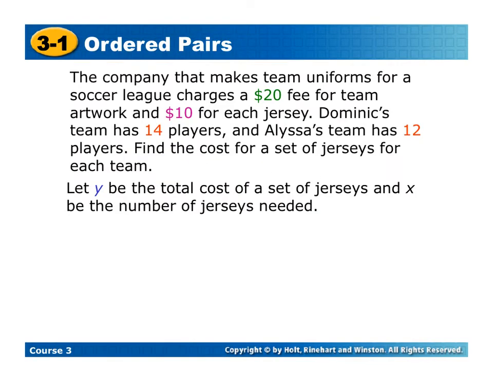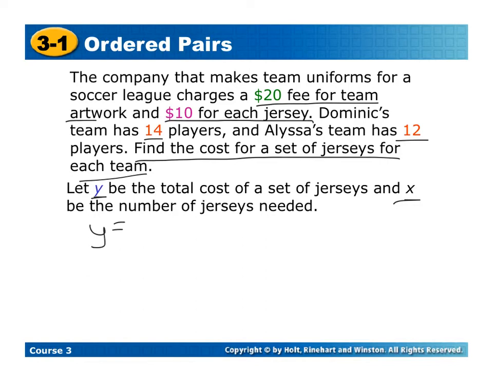The company that makes team uniforms for a soccer league charges a $20 fee for the team artwork and then $10 for each jersey. Dominic's team has 14 players, and Alyssa's team has 12, and we want to find the cost for a set of jerseys for each team. Here they're telling us to let y equal the total cost, and x is the number of jerseys needed. So in general, if we were to write a regular equation, total cost is going to be y. Now here, because it's a $20 fee, it's a one-time fee, it's going to be 20 plus the $10 per jersey, or 10 times x.